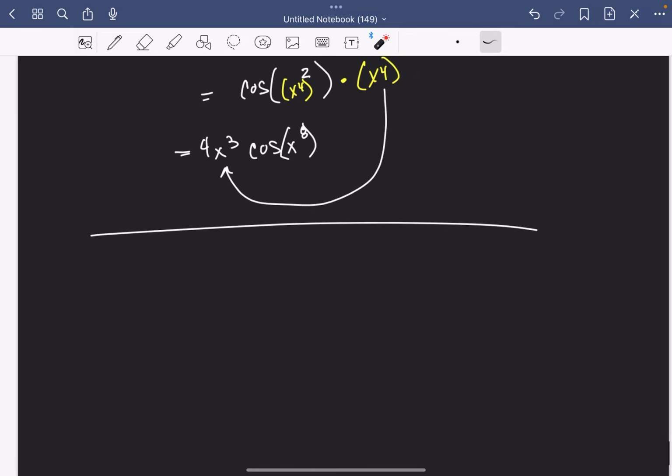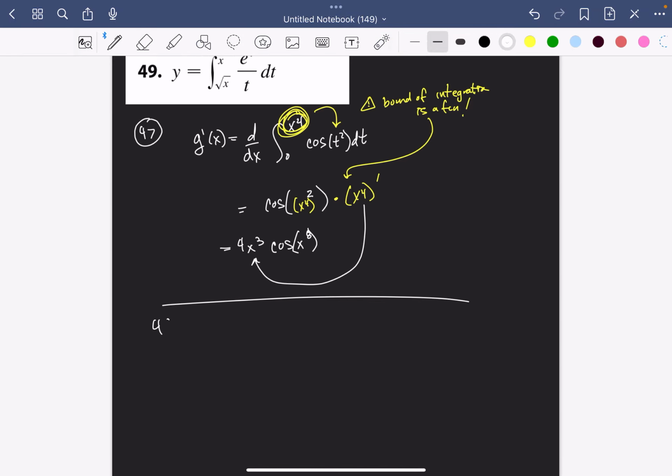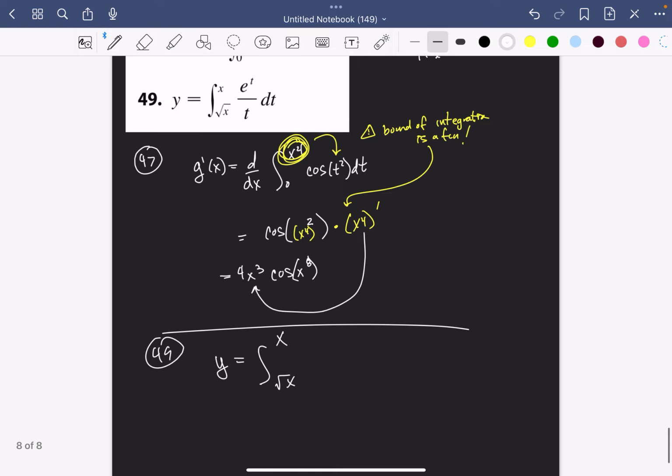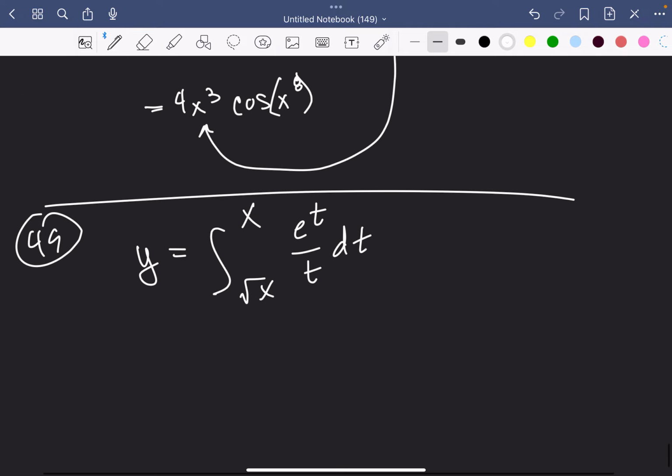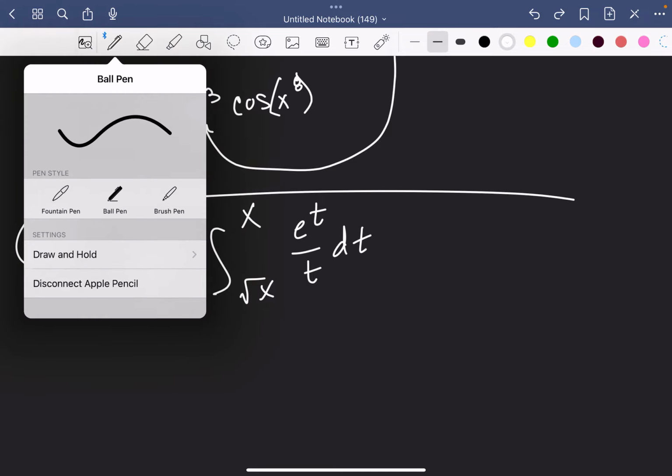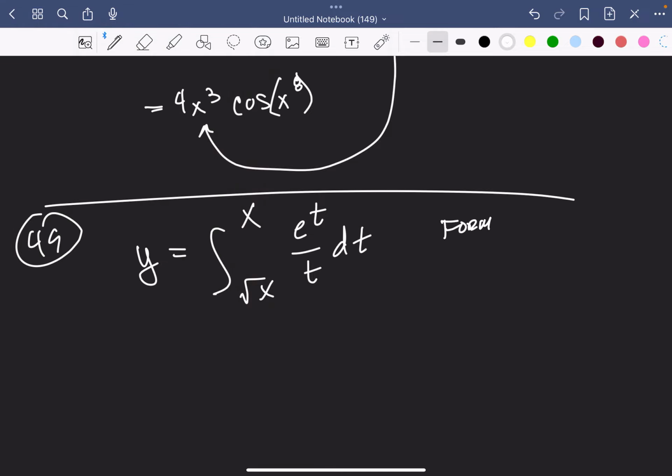So now if we're talking about 49, so how is 49 even more different? It's the integral from root x to x of e to the t over t dt. So how is this different from before? Well, we now have two functions, one on top and one on bottom. So here's what we're going to do. We are going to change the form. So first thing I'm going to do is I'm going to realize that if I take the square root of a number, there's going to be something in between x and the square root.